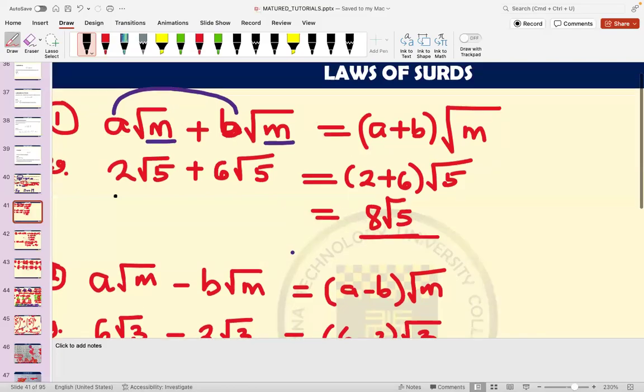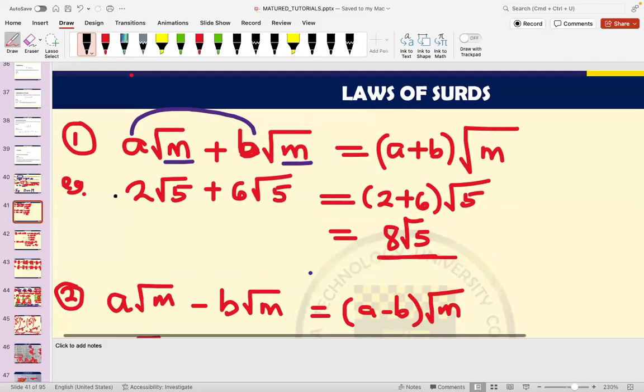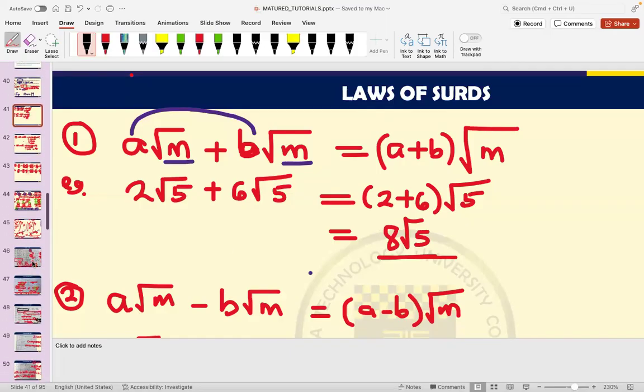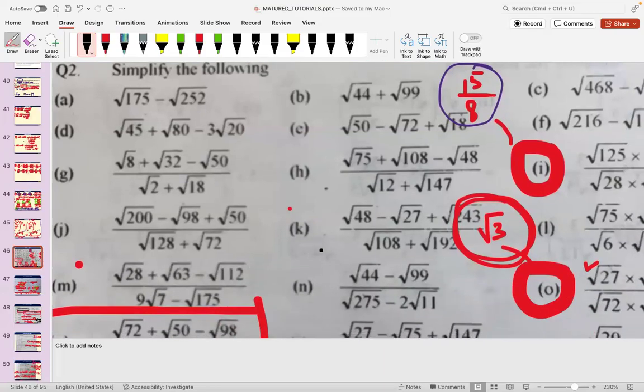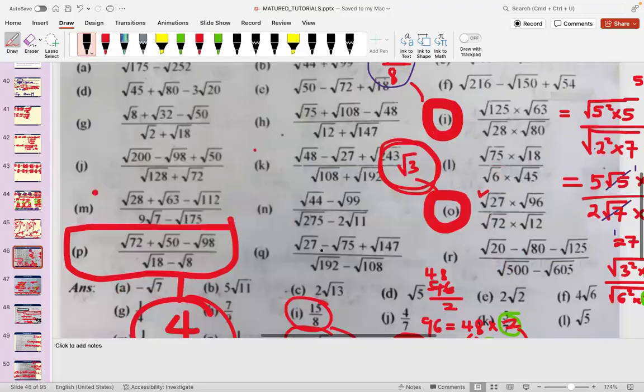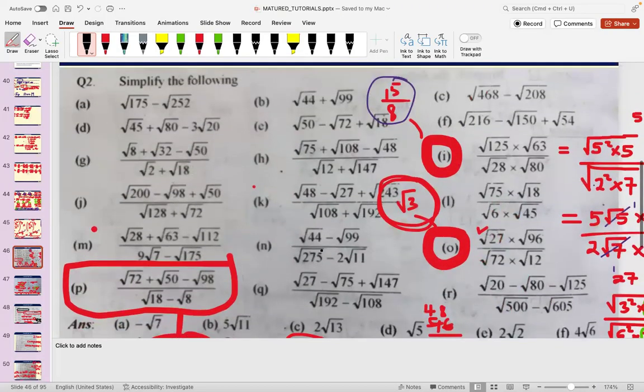I don't know whether we did it. Did we do laws of indices the other time? Anybody can respond. Yes, sir. We did it. Very good. Then let's go. Okay, so let's go solve. Did we solve a question here? No, sir. Good.